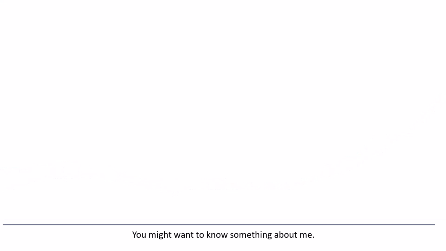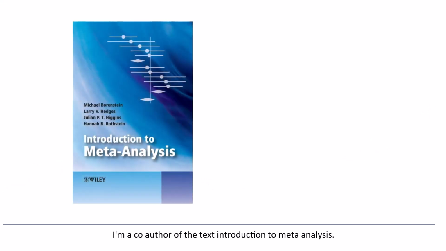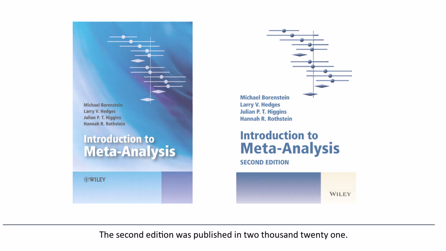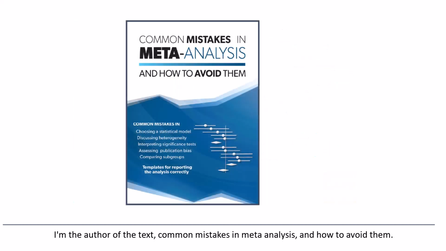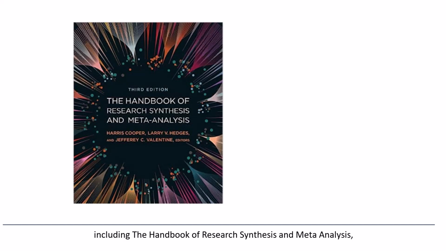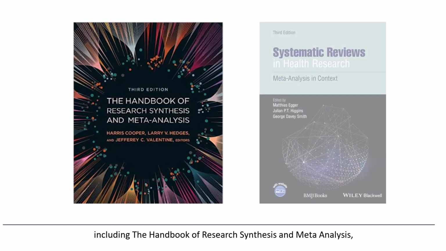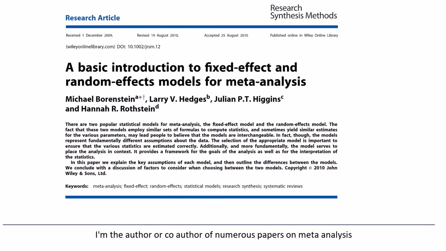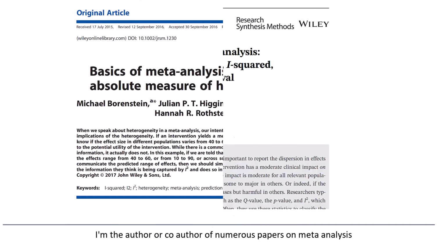You might want to know something about me. I'm a co-author of the text, Introduction to Meta-Analysis. The first edition was published by Wiley in 2009 and became the best-selling text ever published on meta-analysis. The second edition was published in 2021. I'm the author of the text, Common Mistakes in Meta-Analysis and How to Avoid Them. I've contributed chapters to various books, including the Handbook of Research Synthesis and Meta-Analysis and Systematic Reviews in Health Research. I'm the author or a co-author of numerous papers on meta-analysis.